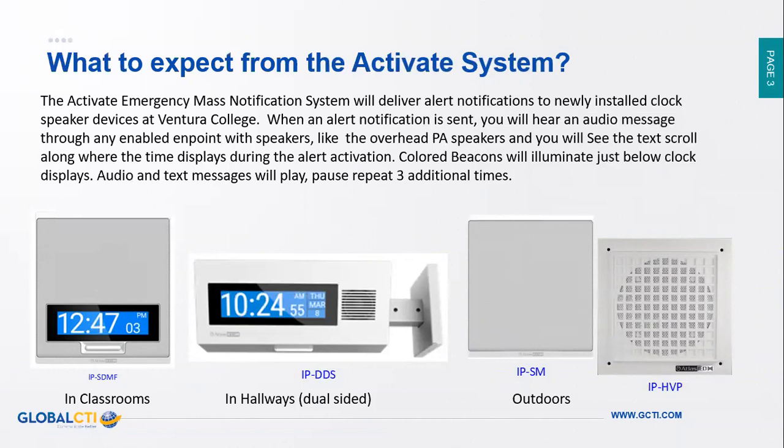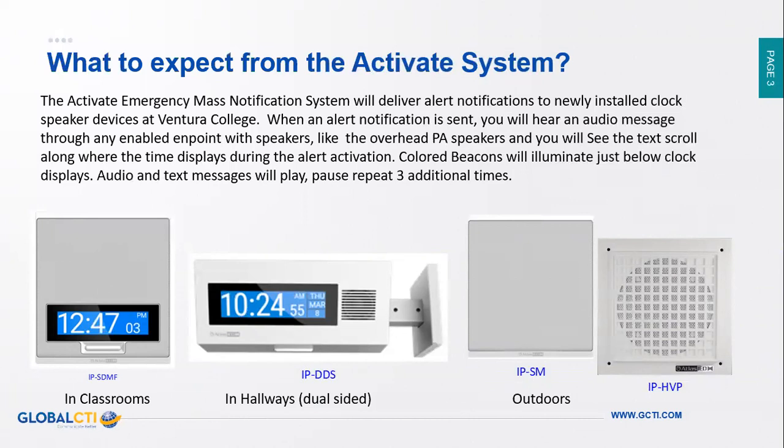When an alert is sent, you'll hear audio across all of these devices here pictured in the screen. These are all speakers. Some of them also have a clock display. When you have an alert activated, some of these devices, like the clocks in the left two pictures below, have what's called a beacon. You can see a little bit of a bar just underneath the clock, and that little white bar underneath the clock and at the bottom of the hallway display actually illuminates a color, red, green, or blue, depending on the nature of the alert, whether it's a test, an all clear, or an emergency activation.